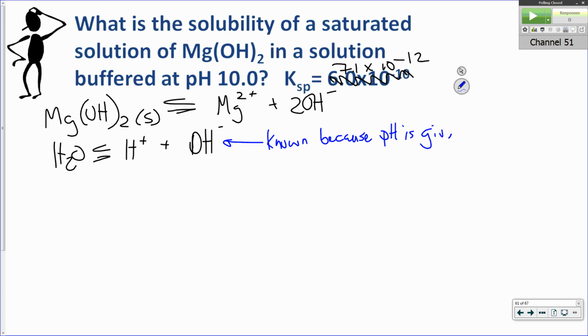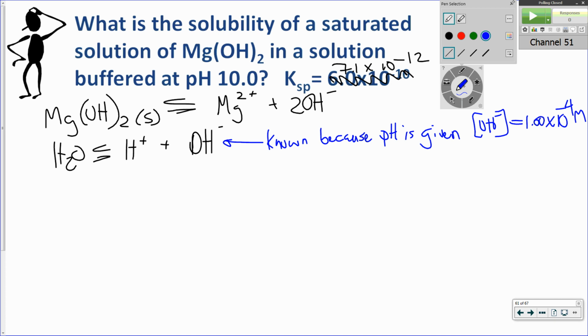I know it because pH is given. If pH is 10, that means pOH is 4, which means the OH minus is 1 times 10 to the minus 4th molar. So now solving it is just taking the Ksp and doing a common ion effect problem.